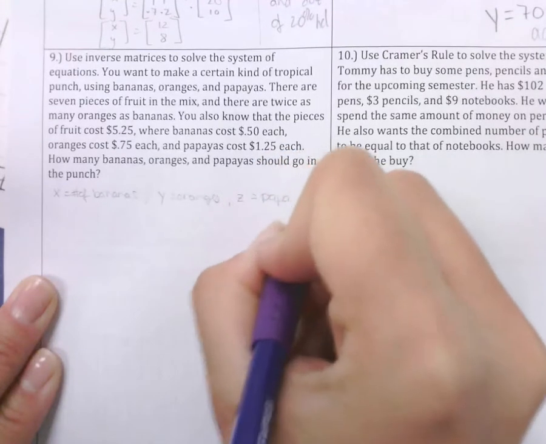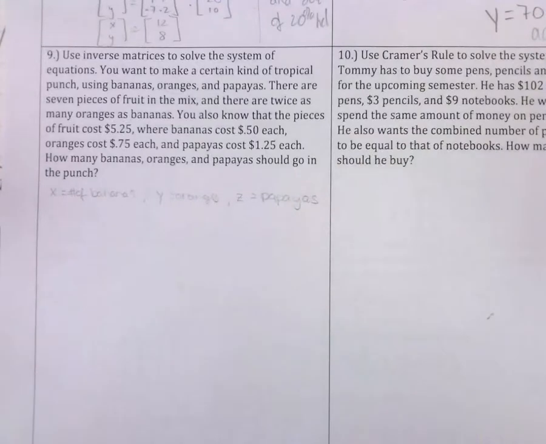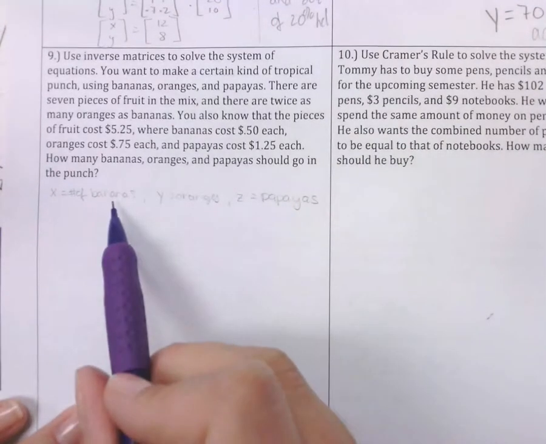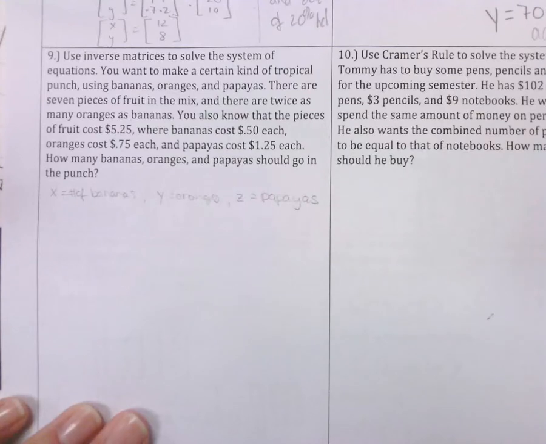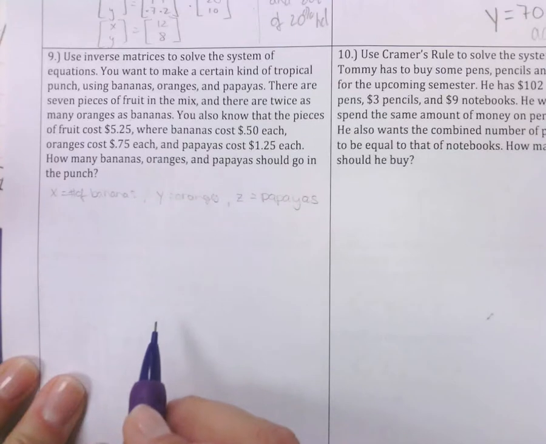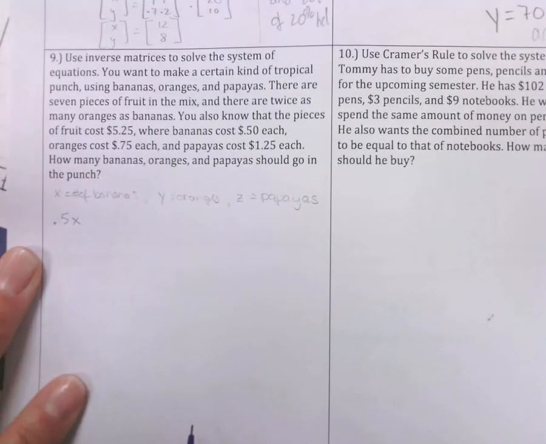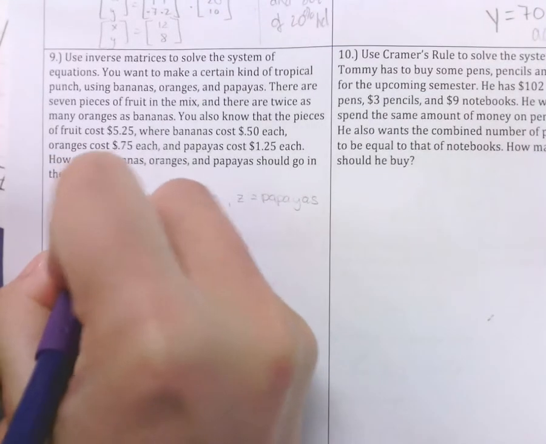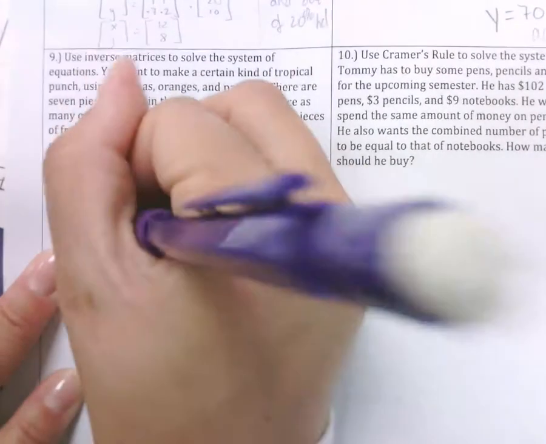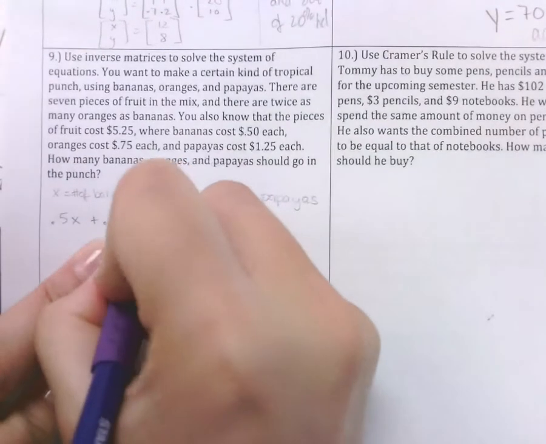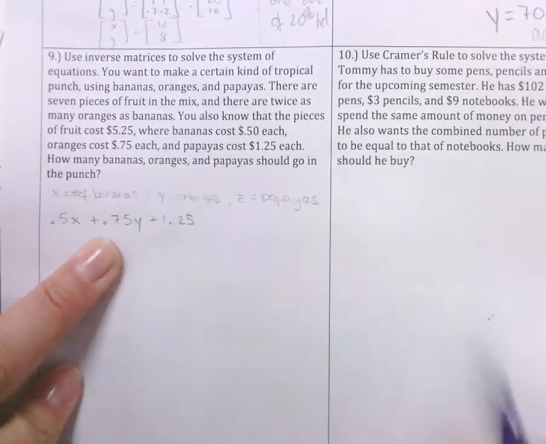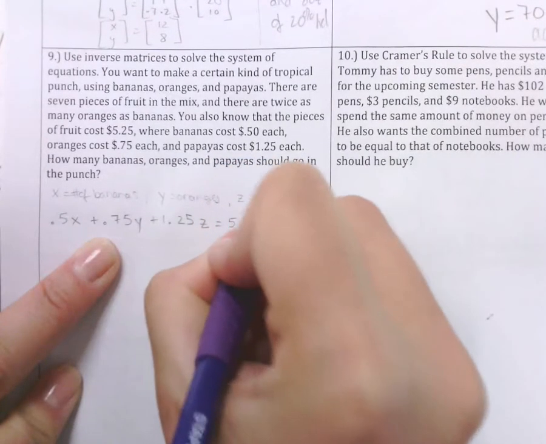Okay, guys, this only works if we're all listening. Alright, so X is going to be our number of bananas, Y is going to be our number of oranges, and then Z is going to be our number of papayas. So for our first equation, we can write the cost of all of these. If bananas are 50 cents, that's 0.5x. If the oranges are 75 cents, that's 0.75y. And then the papayas are $1.25, so plus 1.25z. And this is a total of $5.25.